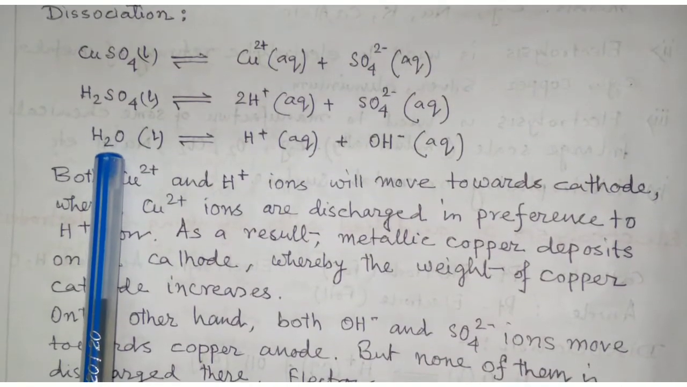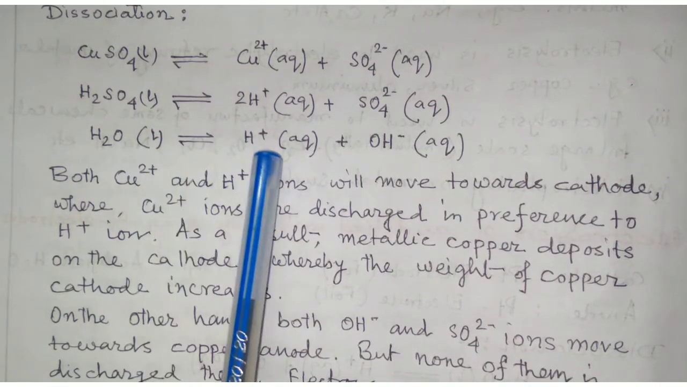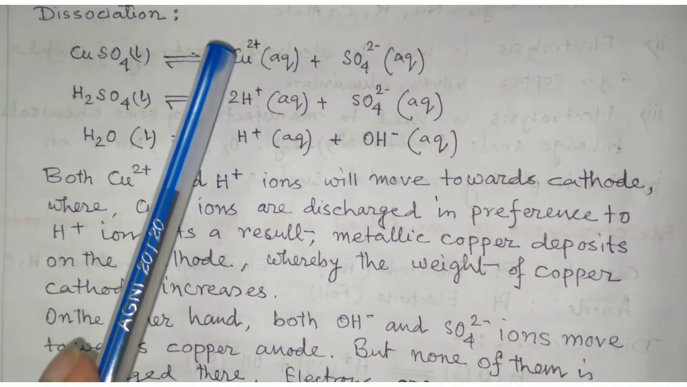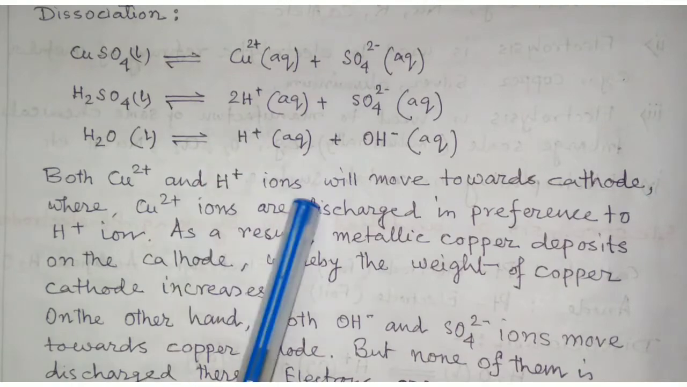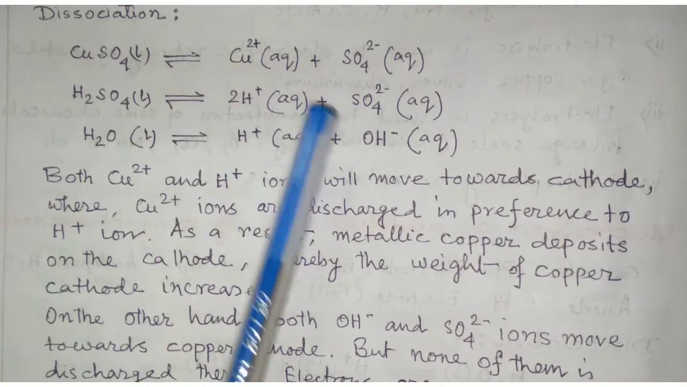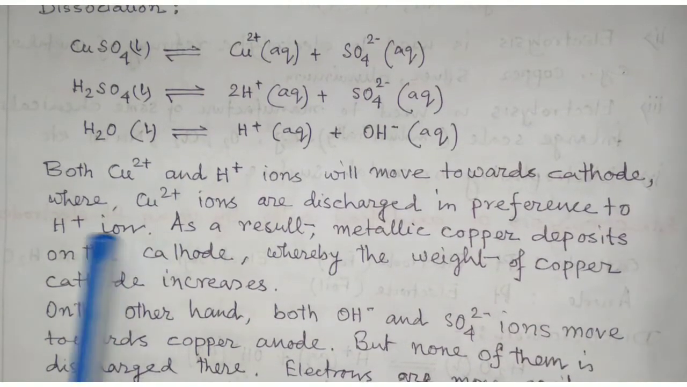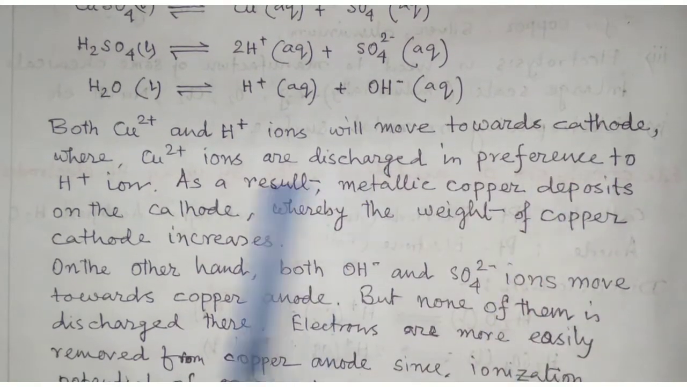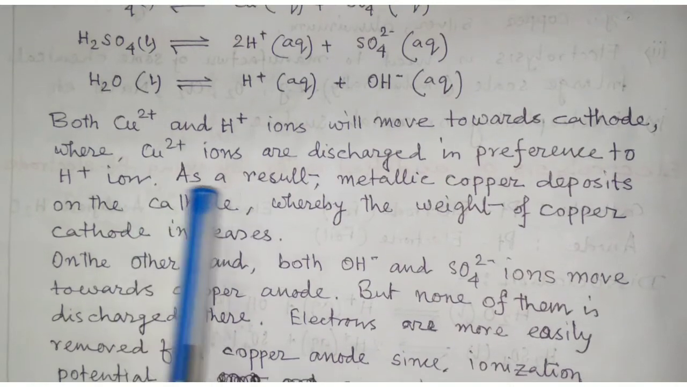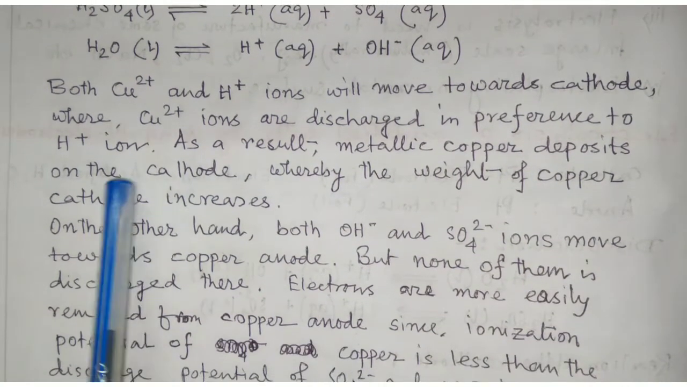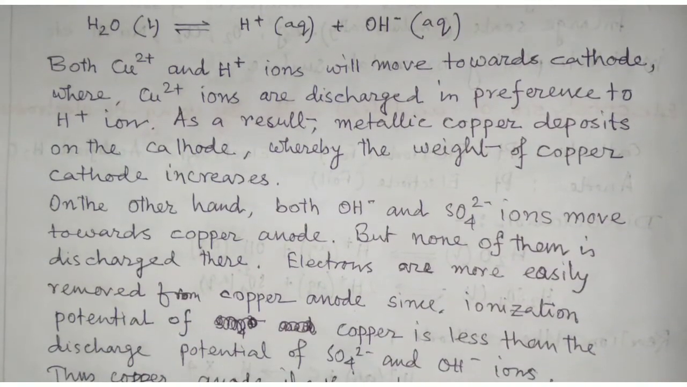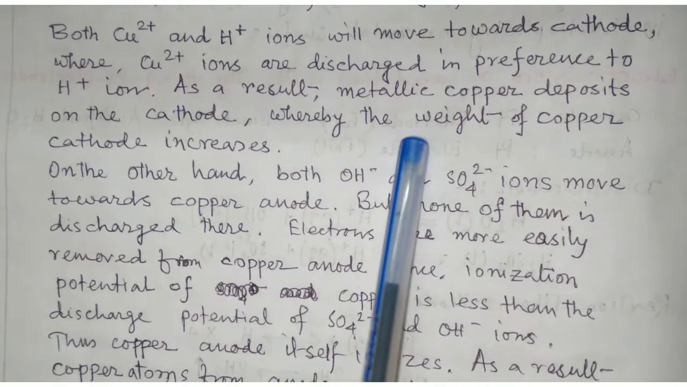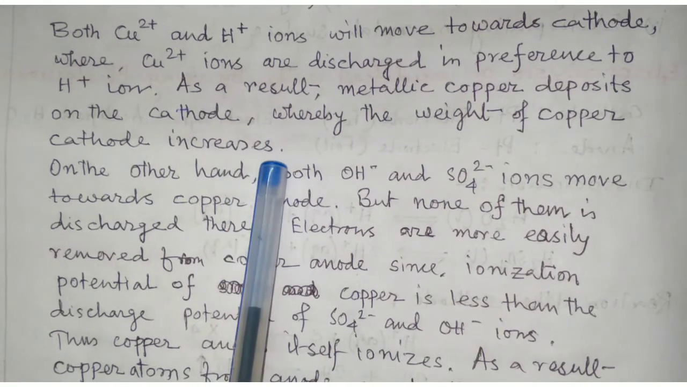And H2O in liquid state dissociates into H+ ion and OH- ion. Both copper and hydrogen ions will move towards the cathode, where Cu2+ ions are discharged in preference to H+ ions. As a result, metallic copper is deposited on the cathode, whereby the weight of the copper cathode increases.